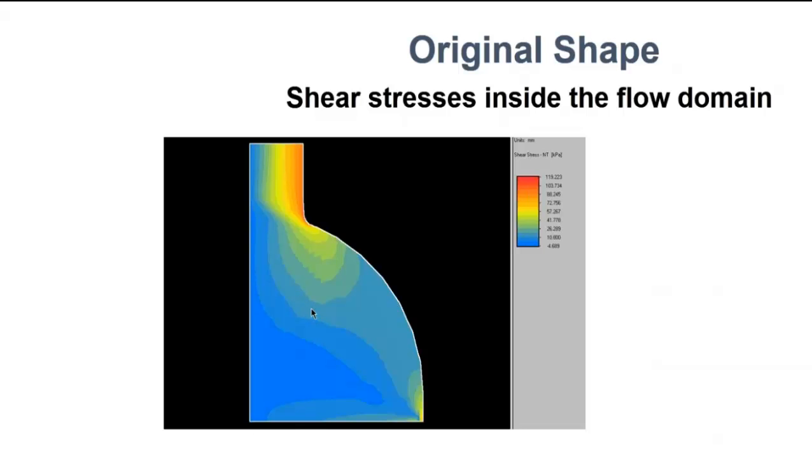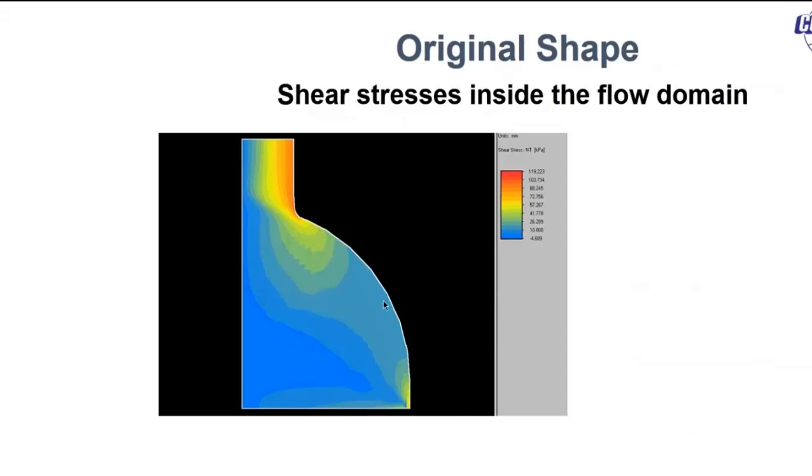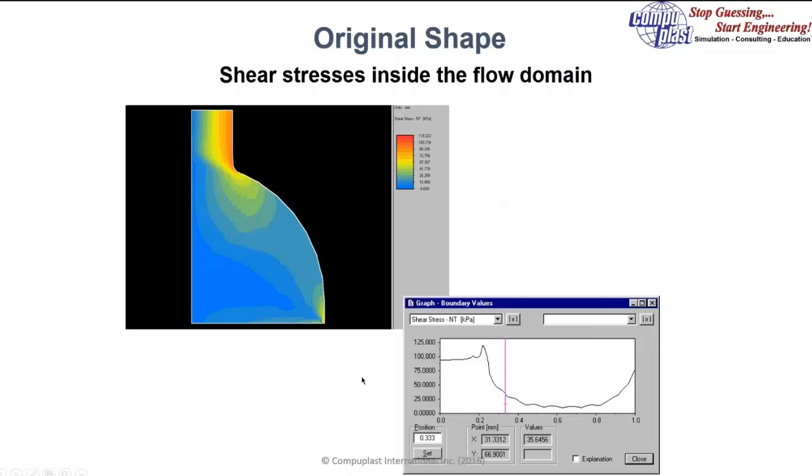And the colors you see on this image are the shear stress. Of course, the shear stress in the middle is 0, so it's blue, and red is the high shear stress. The highest shear stress is here where the diameter is lower. And we're more interested in the shear stress along the wall, which is shown on this graph.